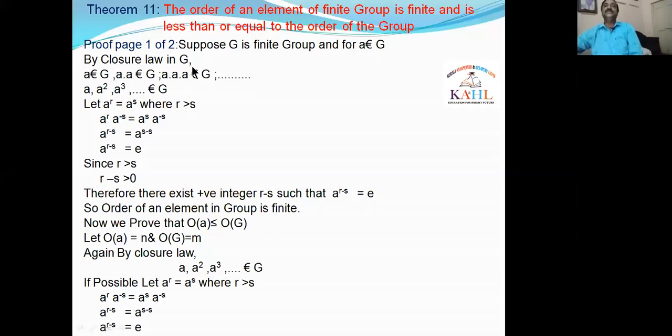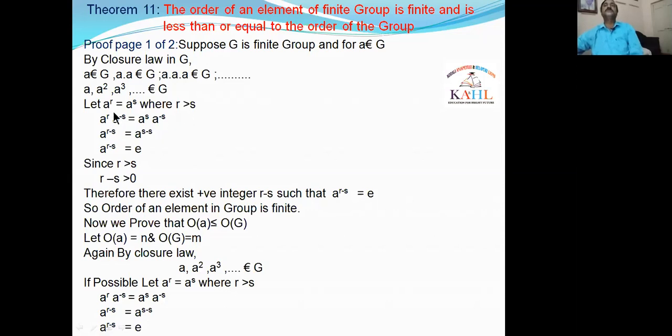By the closure law in G, A belongs to G, A into A also belongs to G, because G is a group. Using the closure law for the single element, A into A also belongs to G, and so on: A, A into A is A square, A cube, and so on. All elements belong to G. I am checking whether all these elements are distinct or not. If any two elements are equal, let A power R be equal to A power S, where R is greater than S.